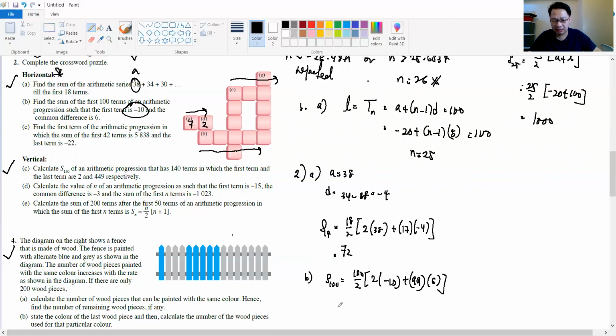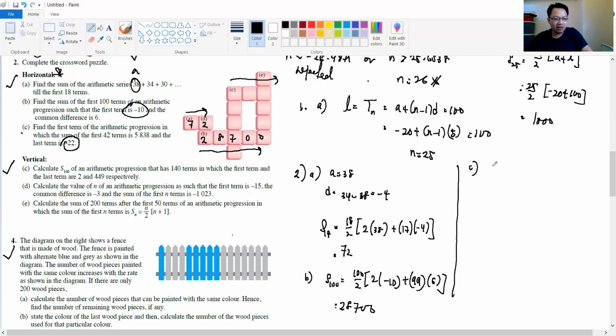So the answer here will be 28,700. Okay. So write down here 28,700. See, cukup. Okay, enough space to write down. So the answer should be correct lah. Okay, please double check. And the last one, C. Find the first term of an arithmetic progression, where the sum of the first 42 terms is 5838 and the last term is negative 22.